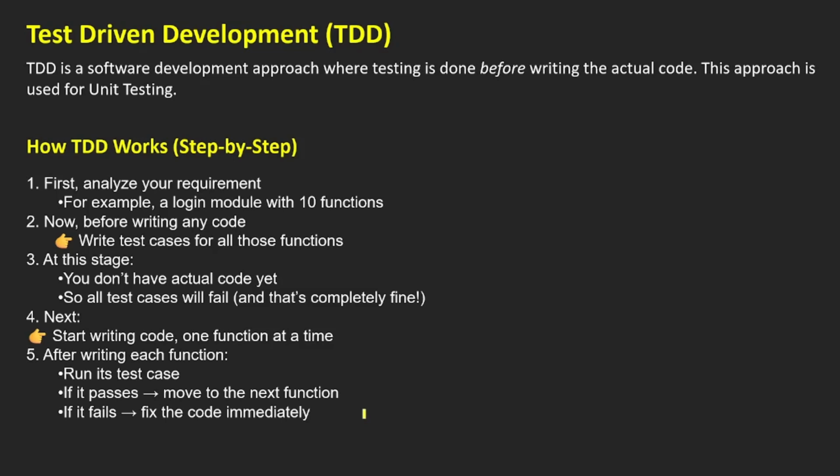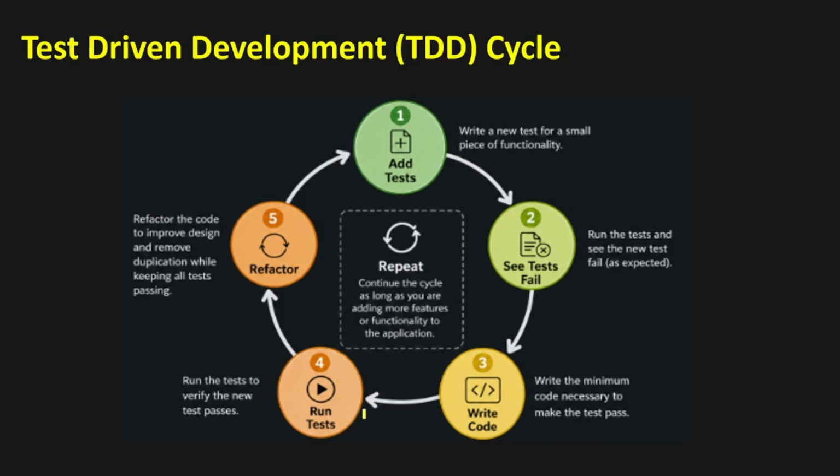So this is the step-by-step manner in which TDD works. If we see the TDD cycle, at the first stage, we will write all the test cases which are needed to test our functionality, and then we will run those test cases. Obviously, they will fail because we have not written our actual code yet, which is fine. At the next step, we will start implementing our actual functionality. We will make all the test cases pass by implementing the actual functionality. And if all the test cases pass, then we will go for code refactoring.